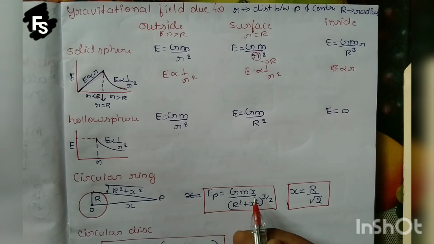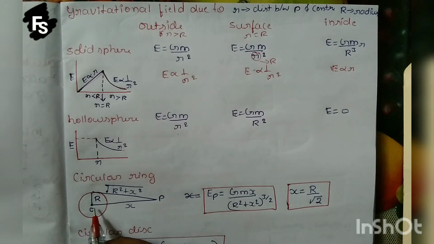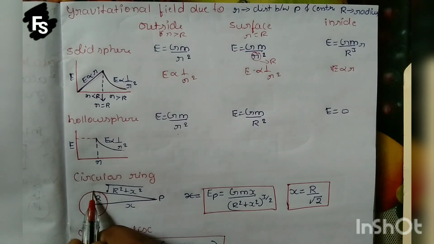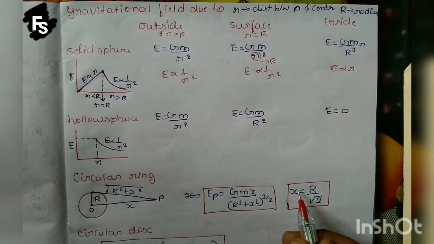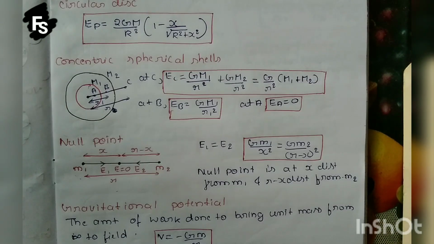For a circular ring, the gravitational field would be: E_P is equal to GMx by (R square plus x square) whole power 3 by 2. x means the distance between the center of the ring and the point P, and R is the radius. M is the mass of the ring. Then x is equal to R by root 2, capital R by root 2, where capital R means radius of the ring.